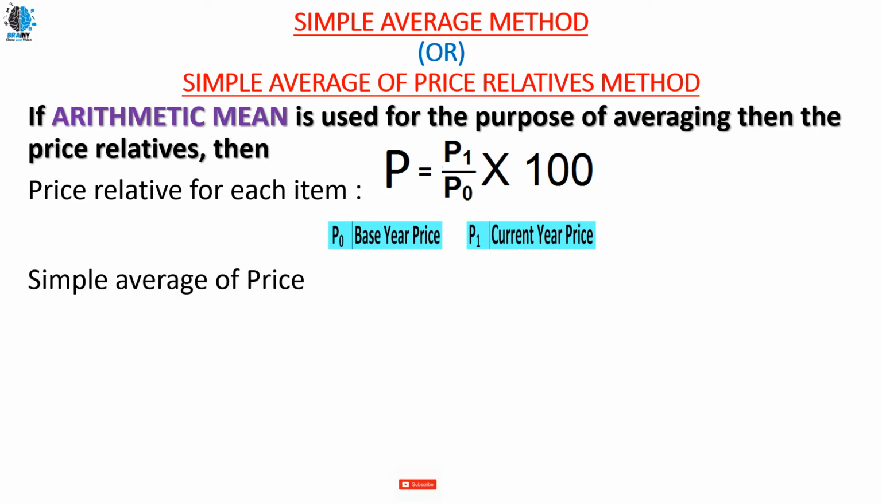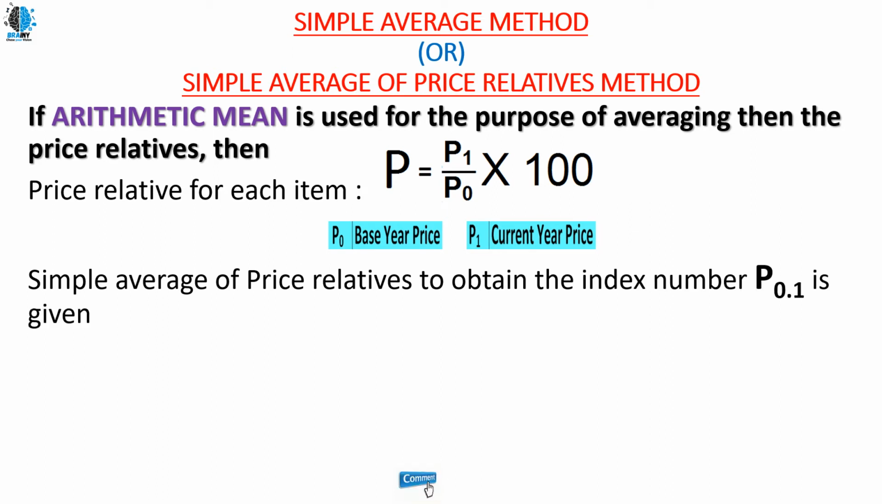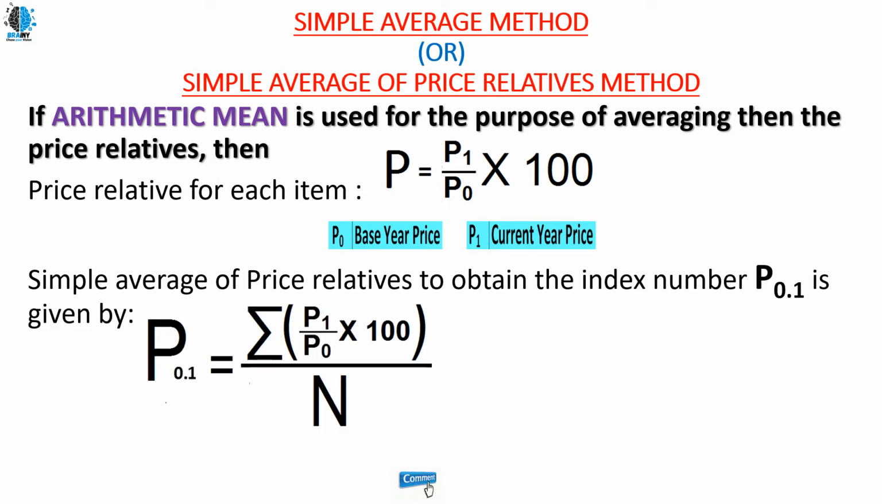So the simple average of price relative to obtain the index number P01 is given by the formula P01 = Σ(P1 / P0 × 100) / N. This is the formula of arithmetic mean under simple average of price relative method. So how do you have to read this?